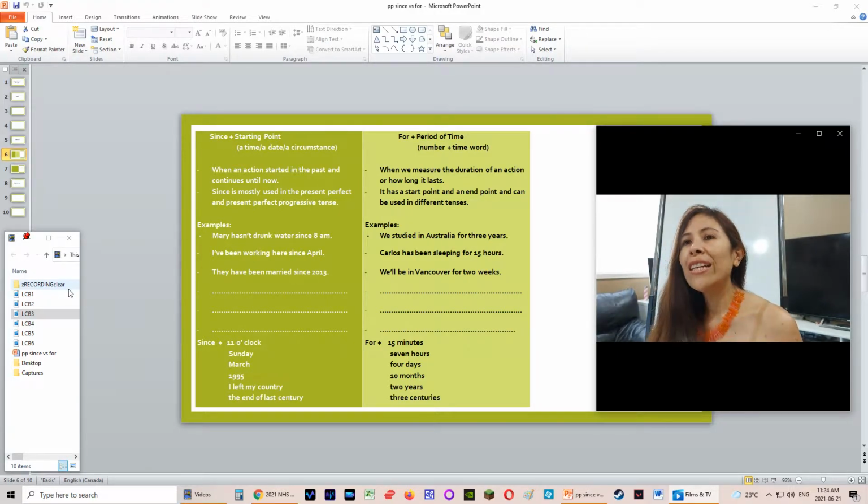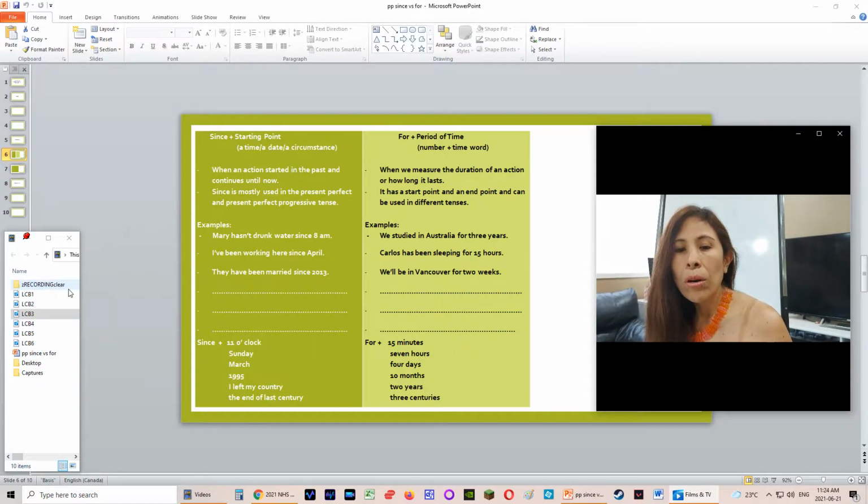Okay, very good. So now let's look at the right side, okay? For. For is followed by a period of time, okay? And a period of time is composed of a number plus a time word, right? When do we use for? When we measure the duration of an action or how long it lasts. And it has a start point and an end point and can be used in different tenses. Examples. We studied in Australia for 3 years, right? So in this case, 3 is a number. And what would be years? Brooklyn? The time word. Yes, very good.